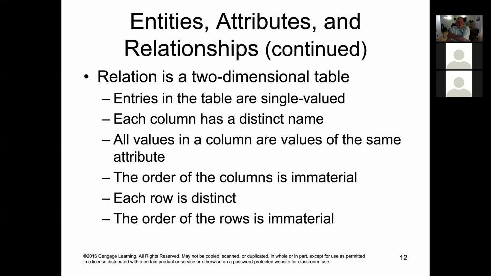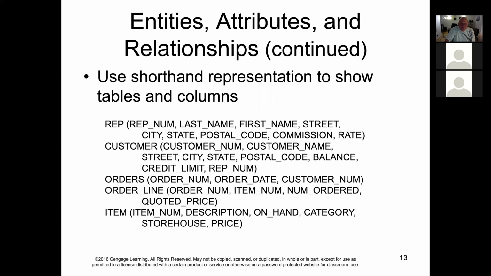So what is a relation? A relation is a two-dimensional table. Entries in the table are single valued. Each column has a distinct name. All values in a column are values of the same attribute. The order of the columns is immaterial, each row is distinct, and the order of the rows is immaterial. Shorthand representations show tables and columns.